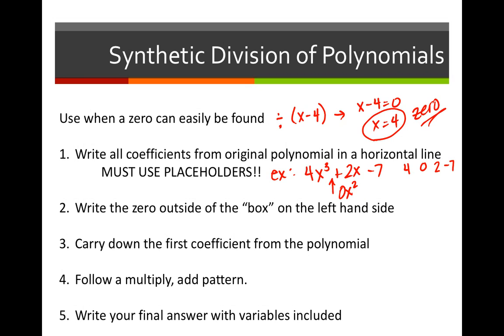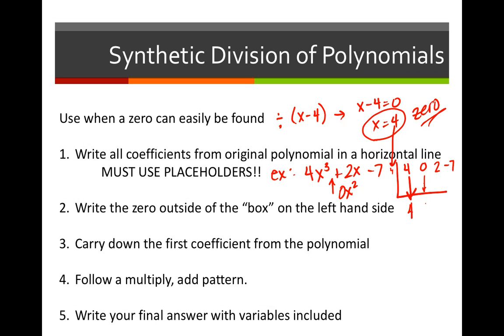Then we're going to make a box around those coefficients, and the 0 goes outside of the box. Then you carry down the first coefficient from the polynomial, put it below the line, and follow a multiply-add pattern that we'll take a look at in a minute with some examples. Essentially, you take the 0 of 4 out here, multiply it by that coefficient, put it here, and then add these terms to get the value that goes next. Then you repeat. You multiply and then add until you get to the end. Then you'll write your final answer with the variables included.